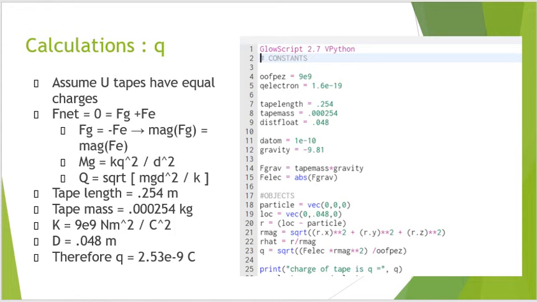To solve for the tape charge Q, the electric force was set equal to the magnitude of the known gravitational force and then used to solve for Q. Given that the tape length was 0.254 meters with a mass of 2.54 times 10 to the negative fourth kilograms and floated at a distance of 0.048 meters above the tape, it was calculated that the value of Q is 2.53 times 10 to the negative ninth coulombs.